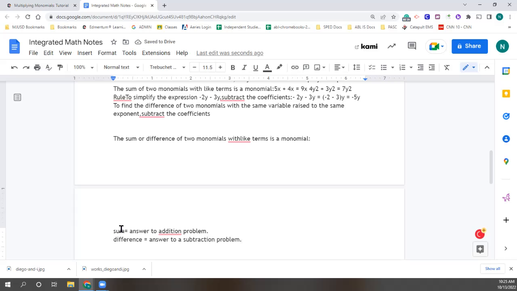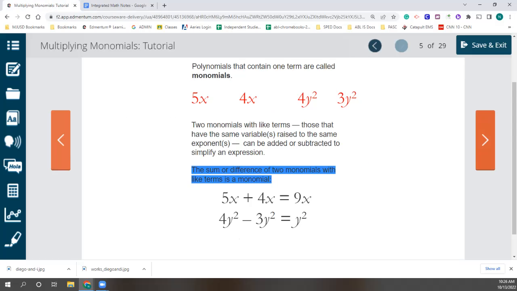Okay, so the sum is the answer to an addition problem. The difference is the answer to a subtraction problem. 1 plus 2, the sum is 3. 2 minus 1, the difference is 1. That is important to know those terms because on the mastery test, it might say, find the sum of these two monomials. It's a simple, easy thing to not know what that means.